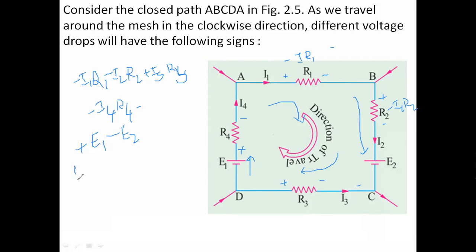So that is E1 minus E2, and the sum of all these voltage drops is equal to 0. That is the KVL, Kirchhoff's voltage law: the sum of the EMFs and the voltage drops is equal to 0. Then E1 minus E2 is equal to all these negatives. Negative potentials are sent to the right side, and we get I1 R1 plus I2 R2 minus I3 R3 plus I4 R4.